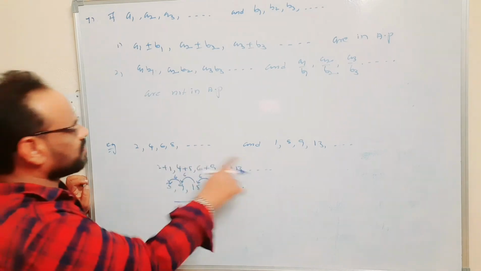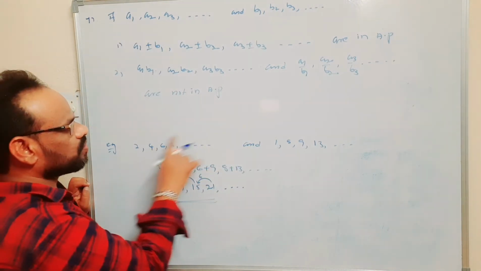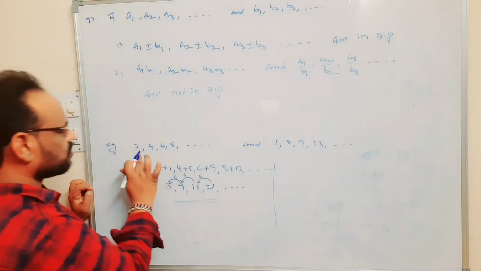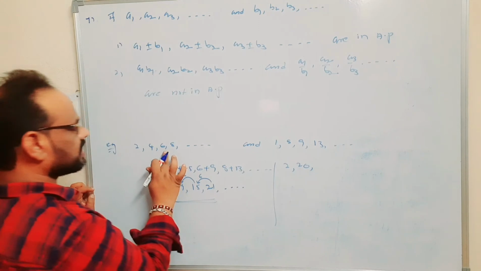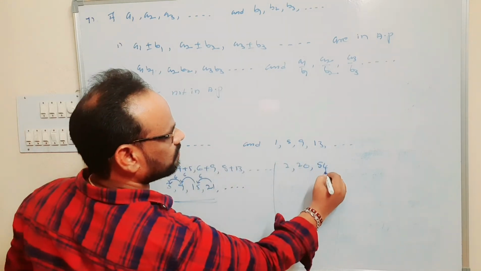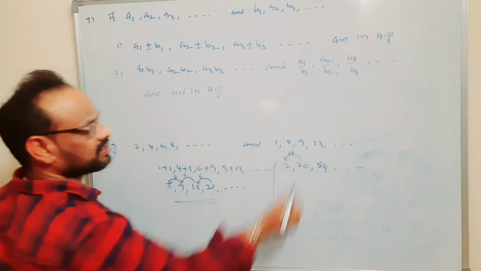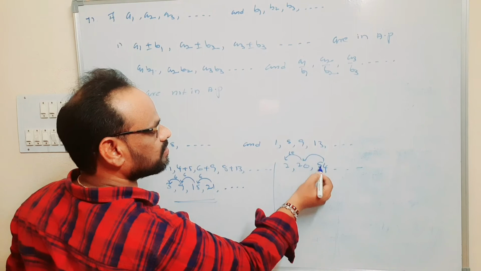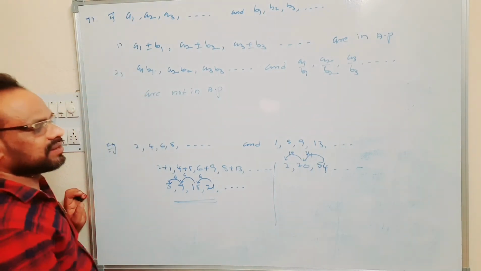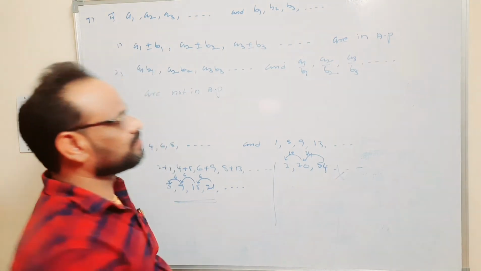Observe here 2 by 1, 4 by 5, 6 by 9 and so on. 2 ones are 2, 4 5s are 20, next 6 9s are 54 and so on. Observe here, what is the gap? 20 minus 2 is 18. 54 minus 20 is nothing but 34. Here the common difference is not the same, so it is not in arithmetic progression.